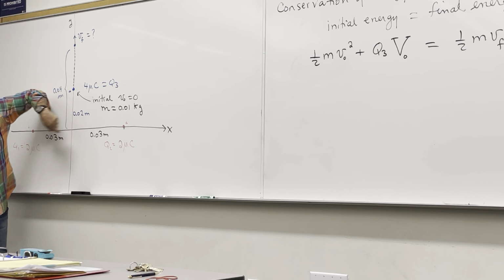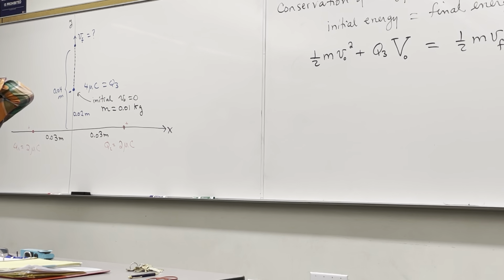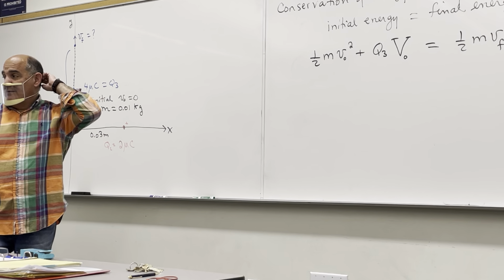Notice this v is lowercase v for speed, capital V is for potential in volts, right? So I use a capital V for electric potential, lowercase v for speed. So what would this be? First of all, this is 0, correct? We're told that the initial speed is 0, right? Yes. So what should I write down for Q3?